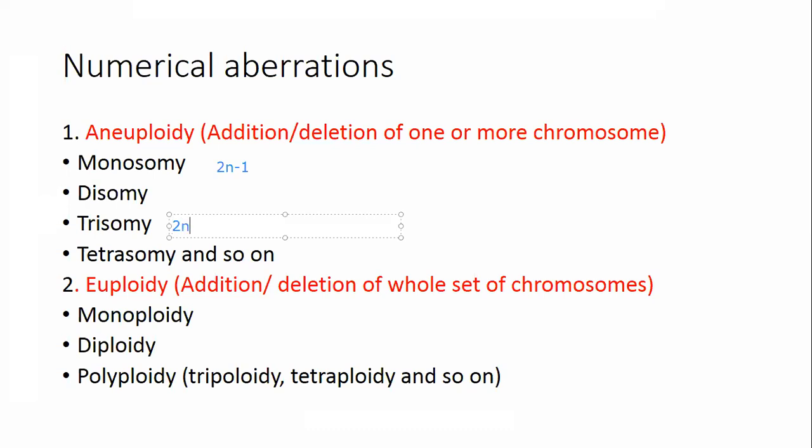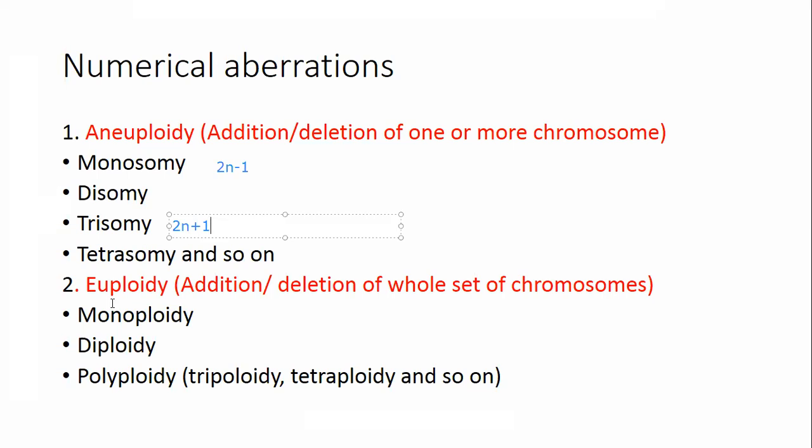So trisomy is opposite to monosomy, and it is represented as 2n+1. So the addition of one chromosome in the diploid genome leads towards the trisomic condition. Similarly, tetrasomy, in which two chromosomes are added in the diploid genome. So on the basis of the number of the chromosomes, we can name the types of aneuploidy.